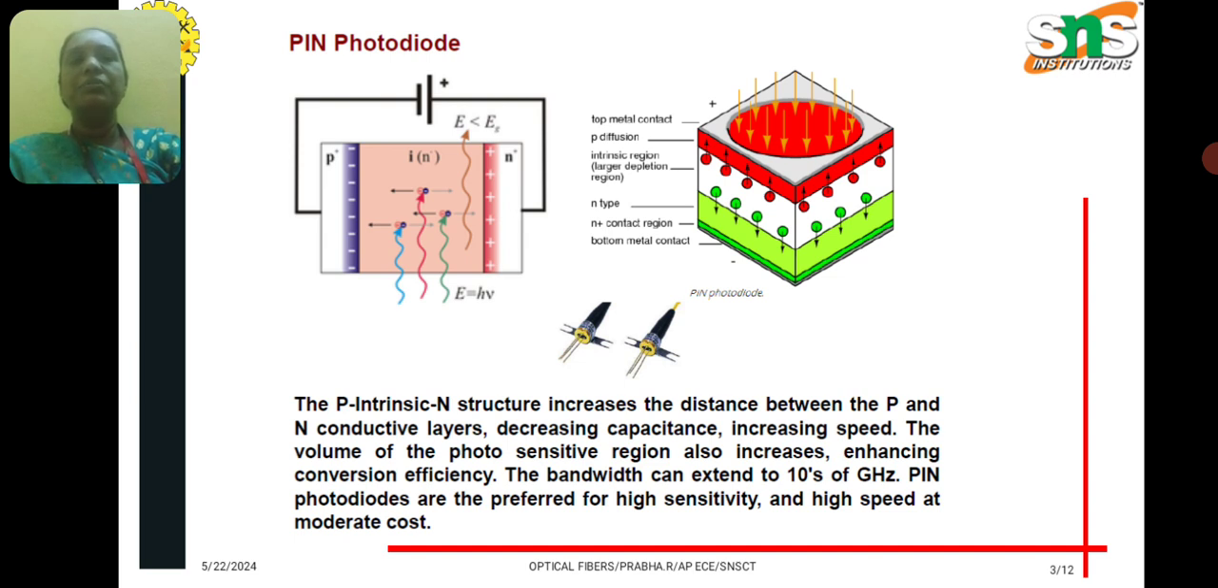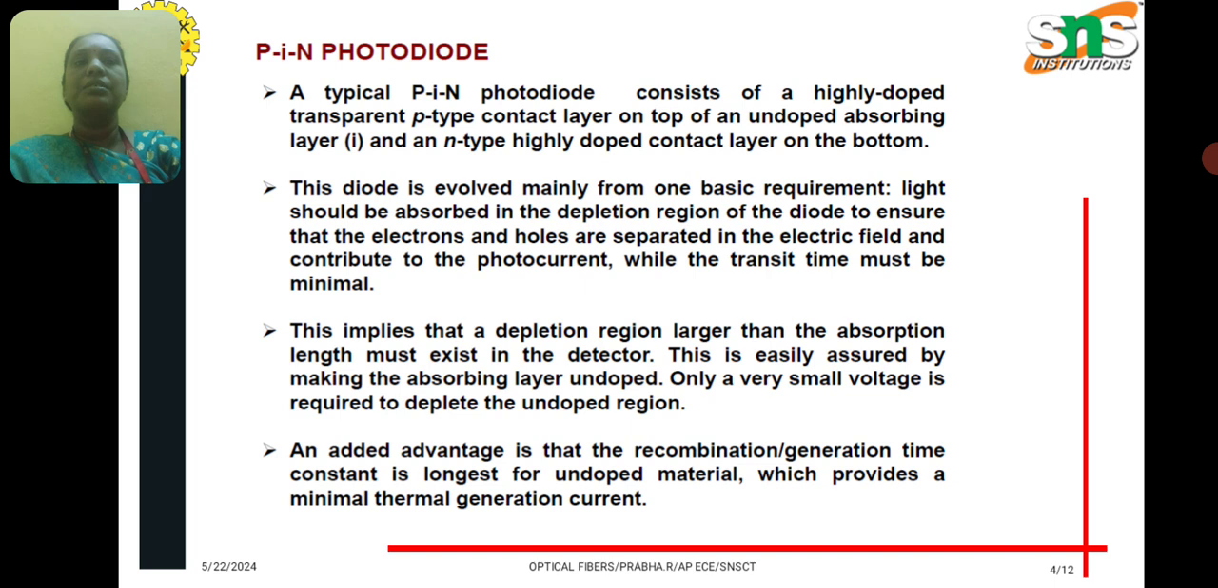So the volume of the photosensitive region also increases, which enhances the conversion efficiency, that is, light conversion efficiency. So the bandwidth can extend to tens of gigahertz. So pin photodiodes are preferred for high sensitivity, high speed and moderate cost.